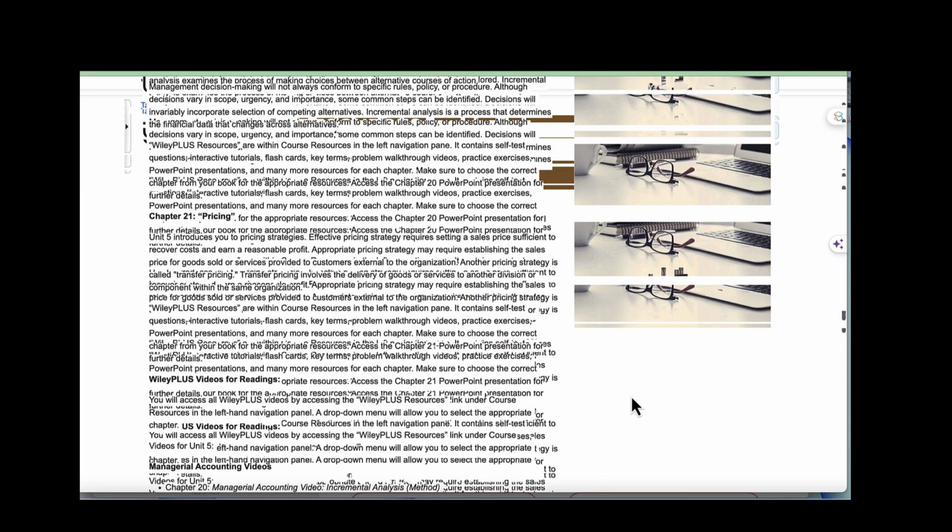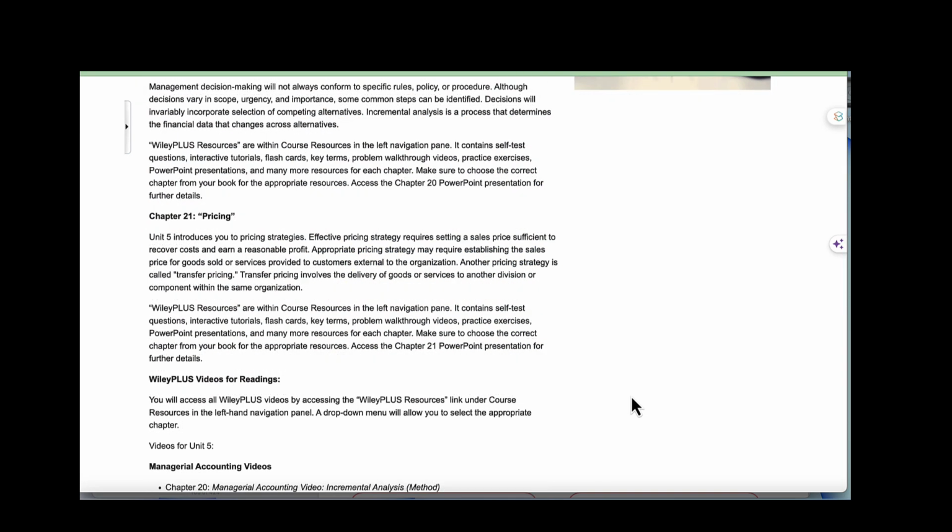Then we move on to pricing. So in this unit, you're going to be introduced to pricing strategies. So effective pricing strategies require setting a sales price sufficient to recover costs and earn a reasonable profit. So appropriate pricing strategies may require that you establish the sales price for goods sold or services provided to customers that are external to the organization.